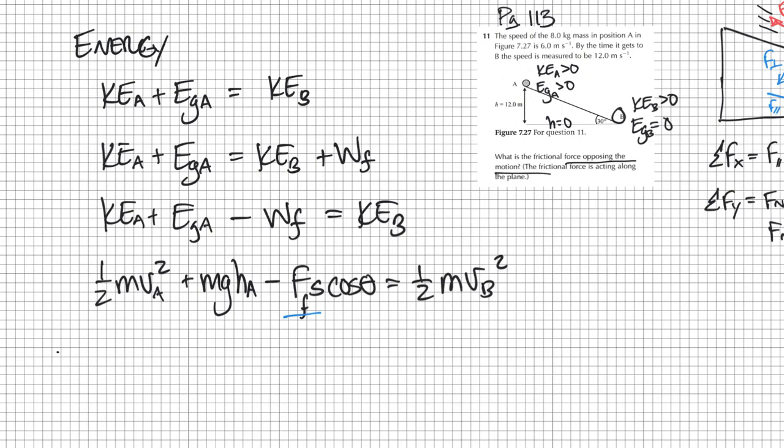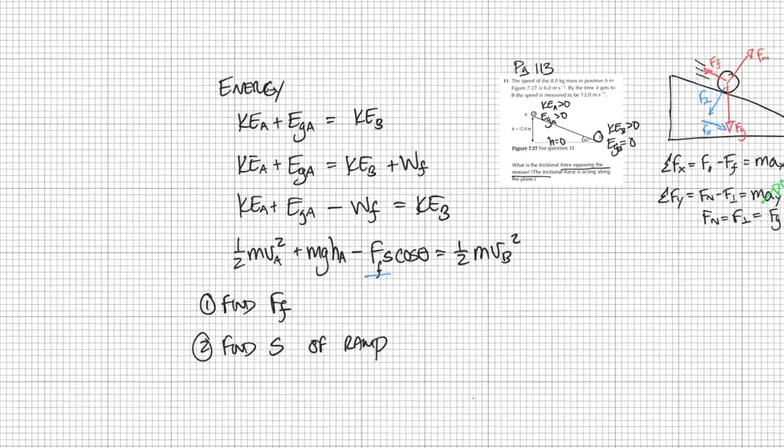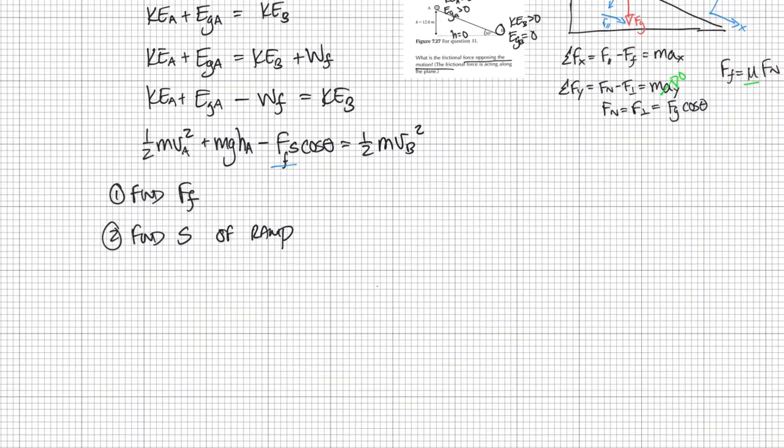just, okay, so the first thing is we're going to find the force of friction, and then the second thing we'll have to do is find S of the ramp. And we can do that using just basic trig. So that's our process. We're going to get force of friction by itself. All right. So let's give ourselves a little bit more room to do the math.